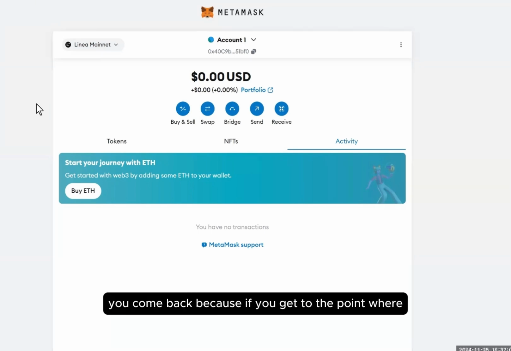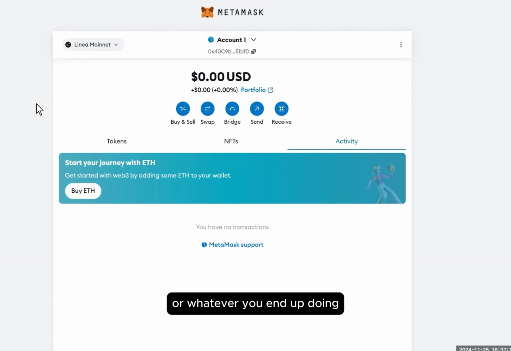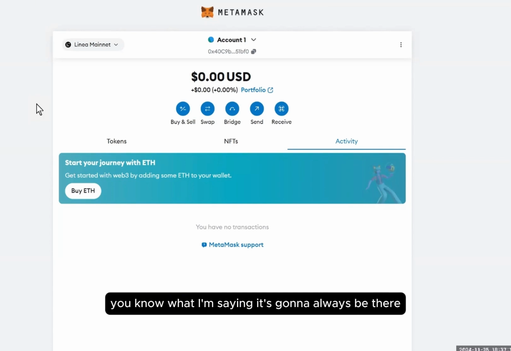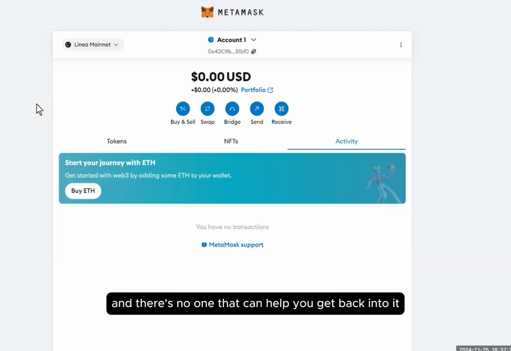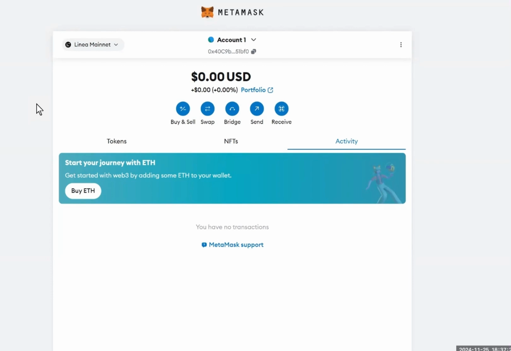Because if you get to the point where you end up making a nice bag, or you end up getting some Bitcoin or whatever, and your assets shoot up, now you've put yourself in a position where nothing's going to happen to it. You know what I'm saying? It's going to always be there. You just won't have access to it, and there's no one that can help you get back into it. The only thing that can save you is what?